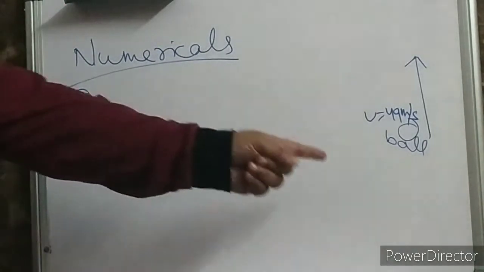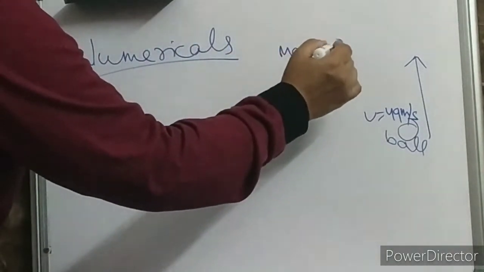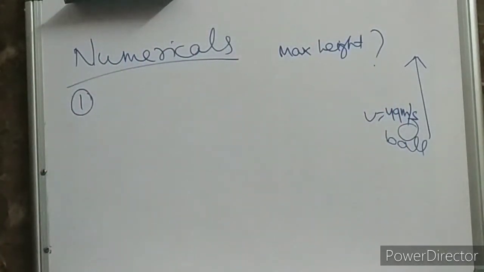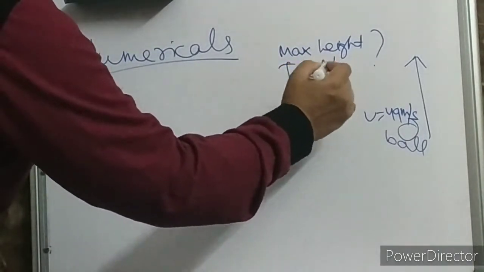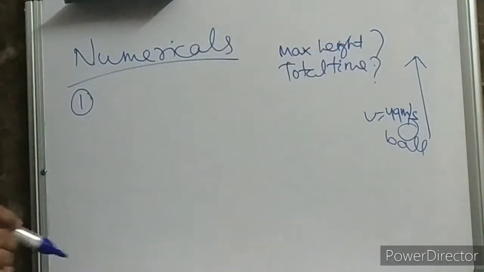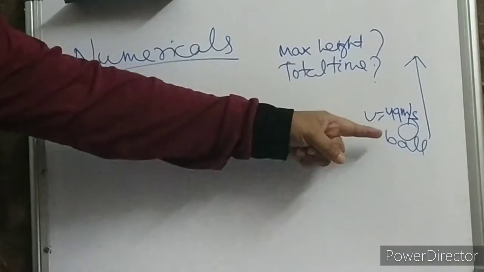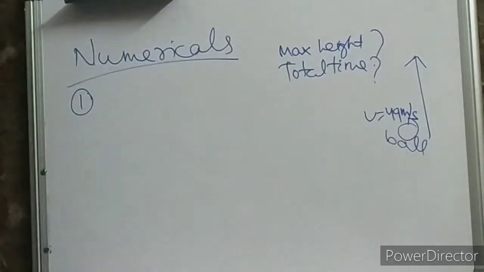What you have to calculate is the maximum height to which this ball rises, and second part, the total time it takes to return to the surface of the Earth. Again I am repeating, you have to calculate the total time the ball takes to return to the surface of the Earth. What does it mean? Ball is going up to the maximum height, again coming down. This total time we have to calculate. So let us start with the solution.